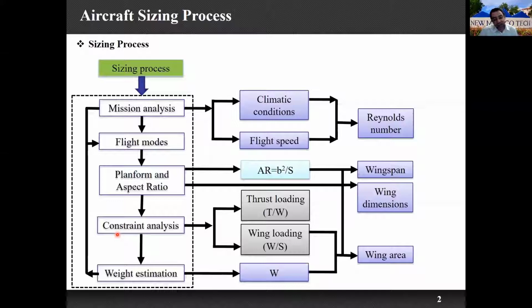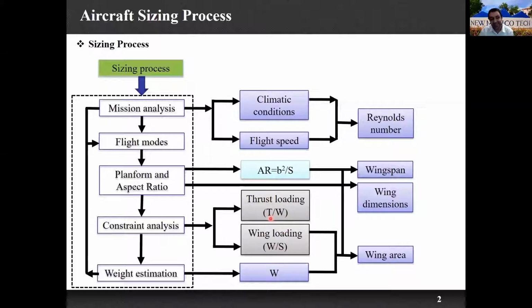The constraint analysis is based on the mission, the flight mission that our drone is supposed to do, and our aspect ratio and our speed or mission characteristics. Based on this, we run the analysis, which is called constraint analysis. The outputs of constraint analysis are two factors which have an important role in the design or sizing process of our drone or aerial object. One of them is thrust loading, the other one is wing loading.